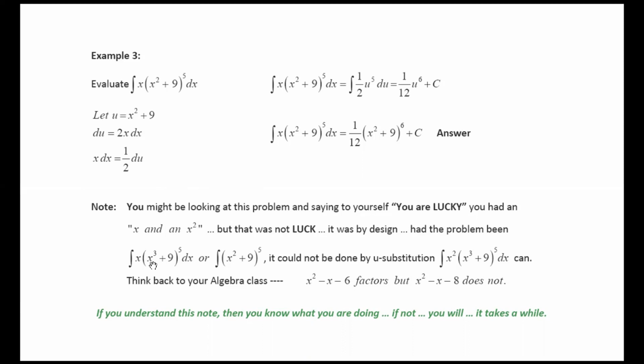Let's say had the problem read antiderivative x cubed plus 9 to the 5th power, you couldn't use U-substitution. Or had it been just x squared plus 9 to the 5th, you couldn't have used U-substitution. If it had been x cubed plus 9 to the 5th with an x squared here, it could have been done by U-substitution.